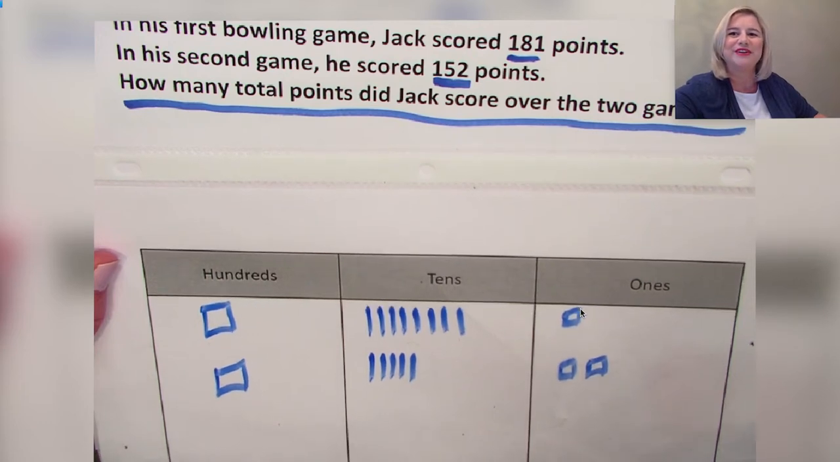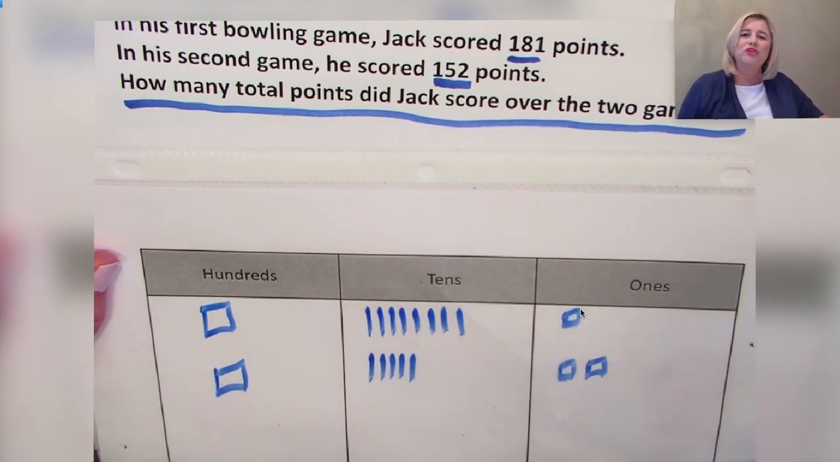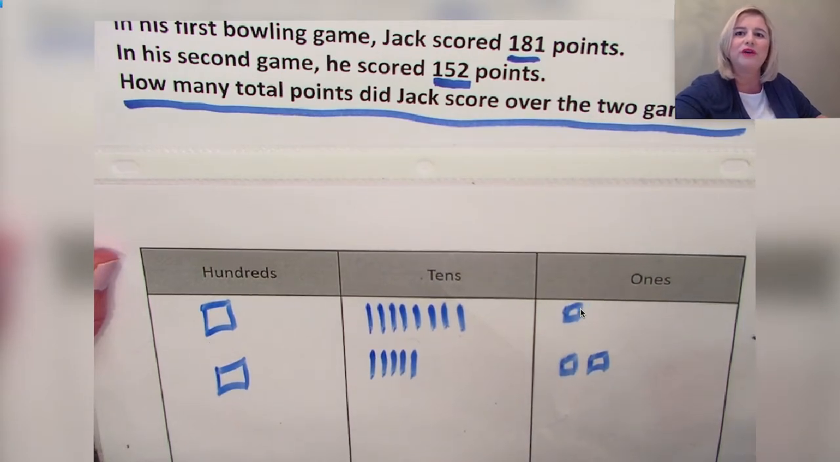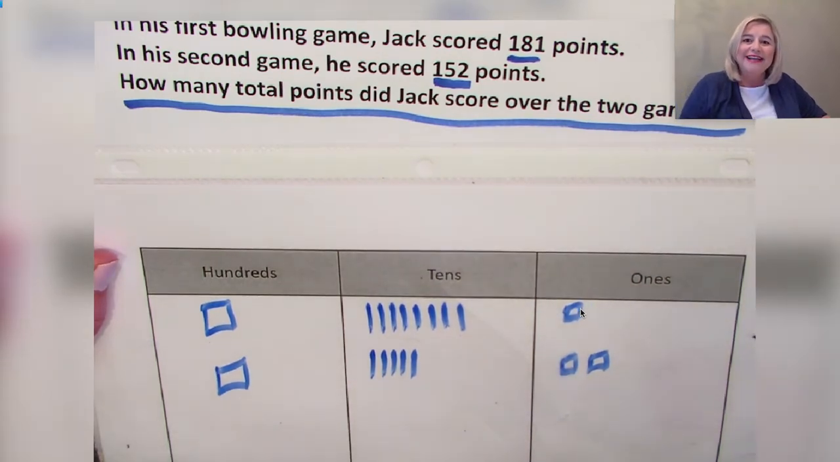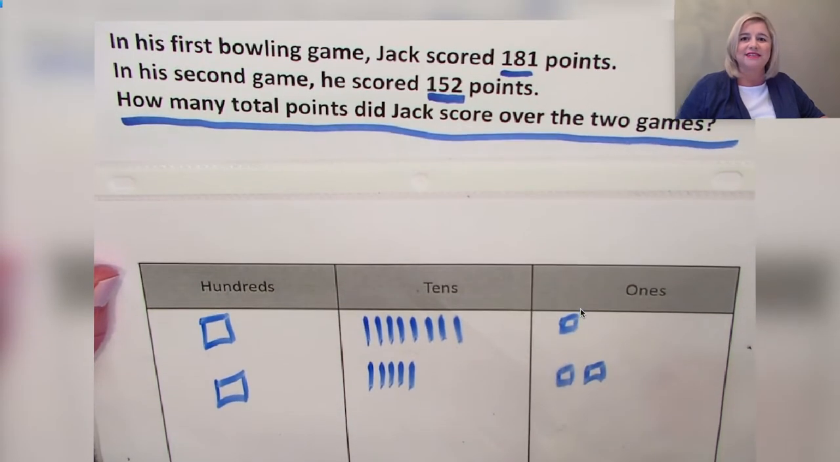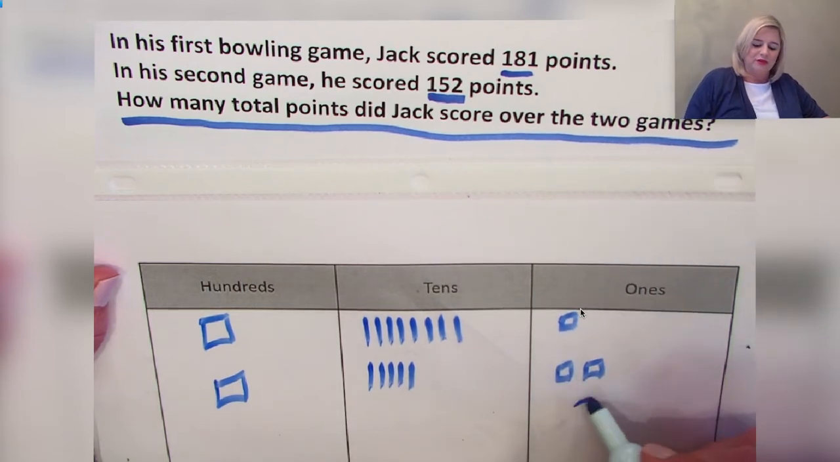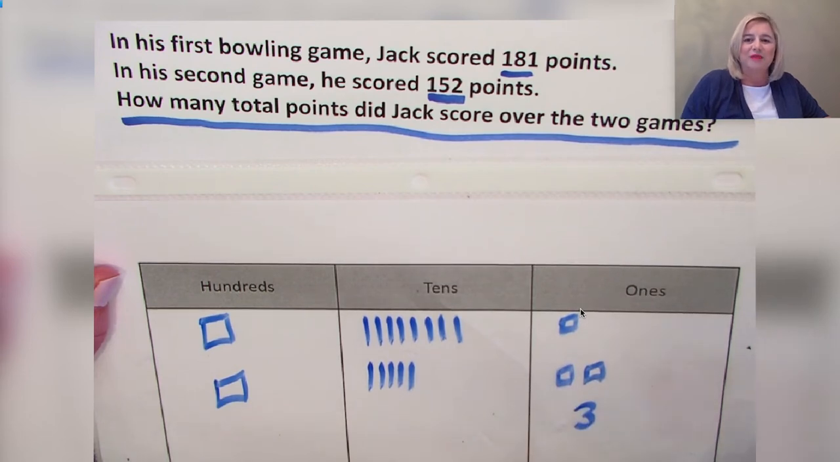Excellent job, boys and girls. Now, do you notice something? Yes, I see that we might need to regroup. Where do we need to regroup? Right, I think we're going to have to regroup the tens blocks. Let's count and see. I have 1, 2, and 3 ones. So I have a total of 3 ones. Great job. I can have 3 ones without having to regroup because 3 is less than 9.